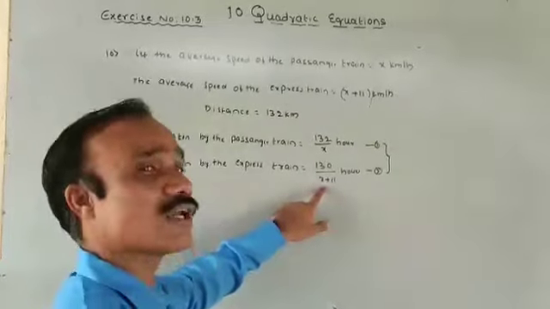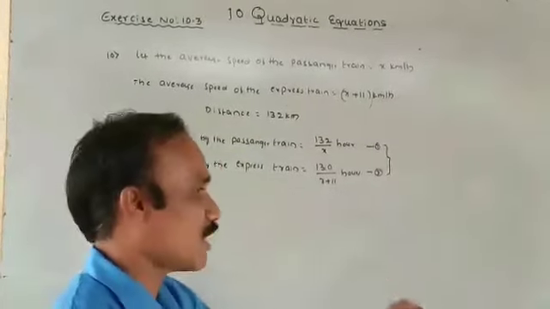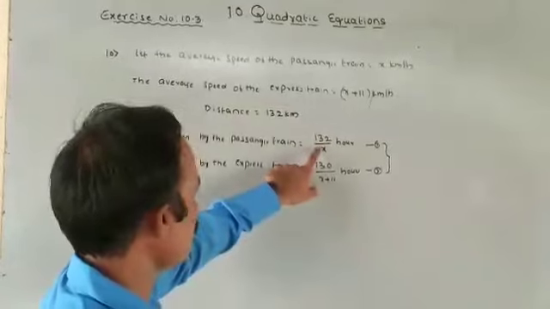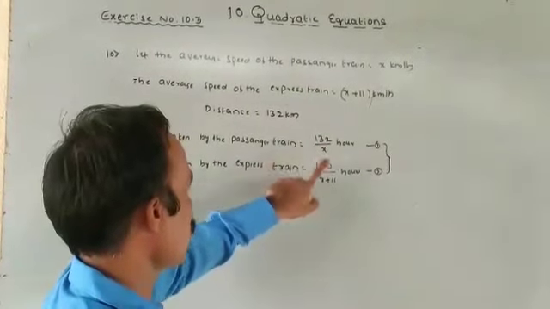Thus, which implies the LCM, x into x plus 10, is the LCM. So x plus 10 here. So here x.